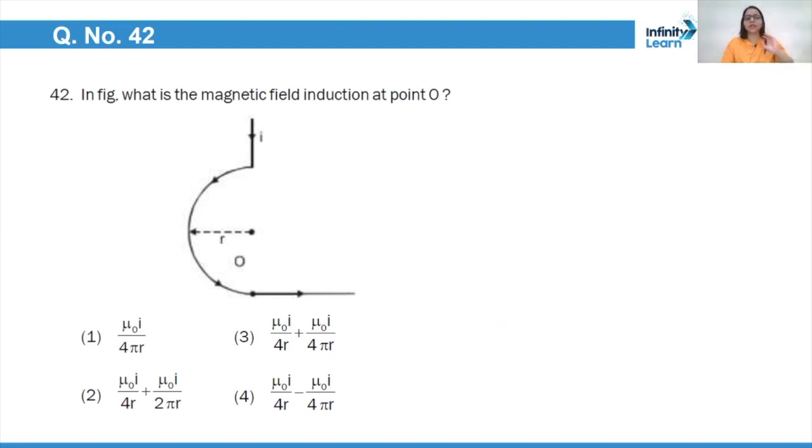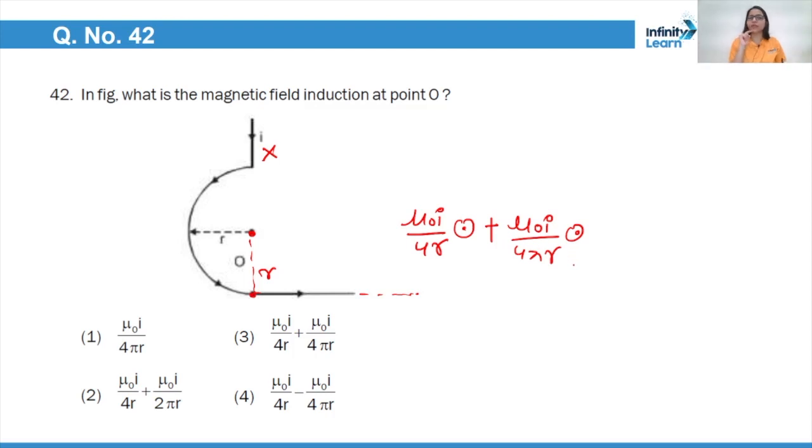Question number 42. What is the magnetic field induction at point O? So at point O, because of this wire, there will be no induction. This is a semicircle. So because of that, it is mu naught I upon 4r, and it is out of the plane, right? Plus, we have this semi-infinite wire. So at a distance r, the magnetic field induction is mu naught I upon 4 pi r, and it will be again out of the plane. So the summation of these two will give you the net magnetic field at point O, which is option 3.